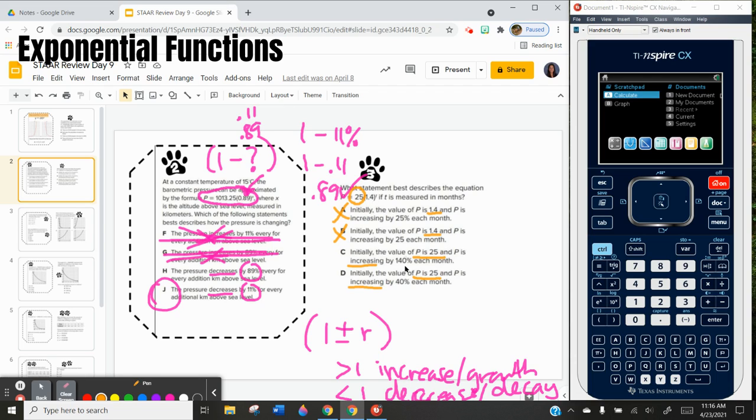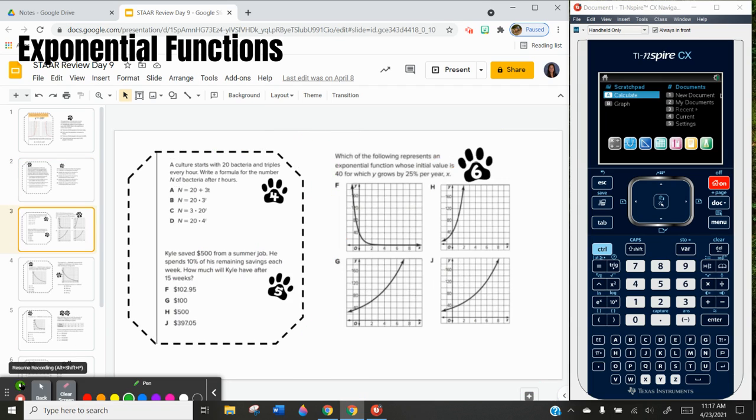It's greater than 1. What are they adding? So 1 plus what is going to give us 1.4. So they added 40%. If you change 40% to a decimal, that would be 0.4. So they're adding 40%. So the answer is D. 1 plus 0.4 or 40% is going to give you 1.4.